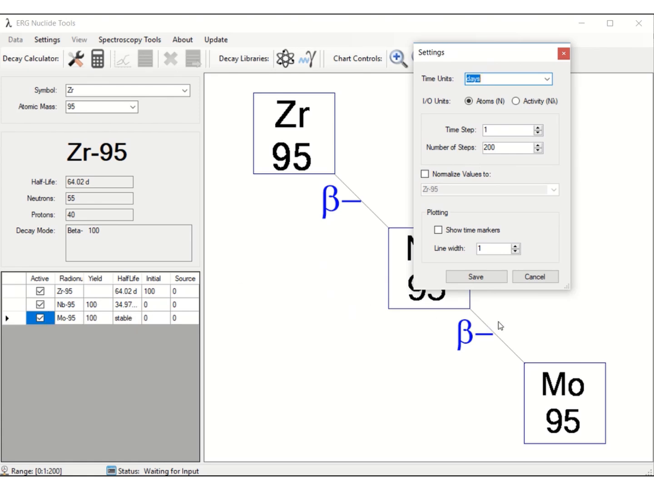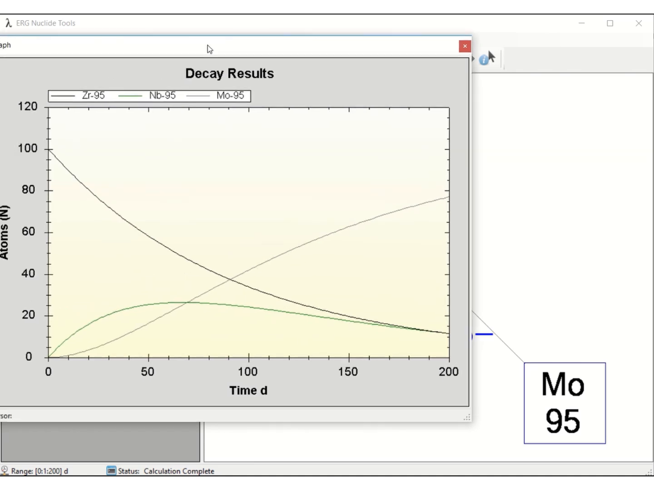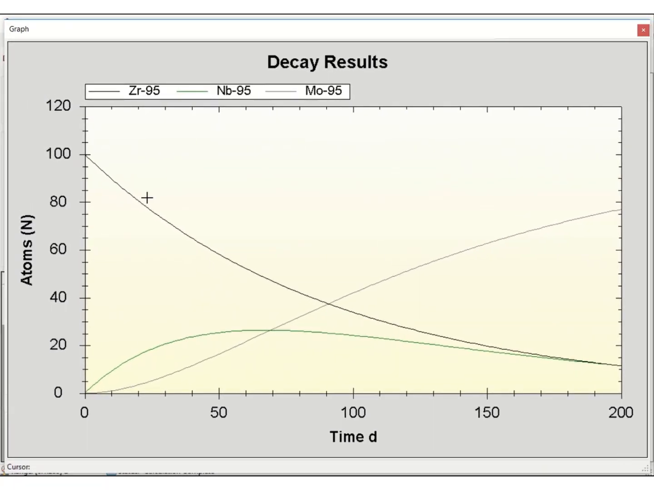So we should see some growth and decay in this period. Select that. Let's calculate it. Here comes the graph. And sure enough, we see that zirconium decays, the niobium reaches a maximum, then starts to decay, and the molybdenum does nothing but increase since it's stable. We can select this bar. If I move this around, I get the day and the amount of the zirconium, niobium, molybdenum.